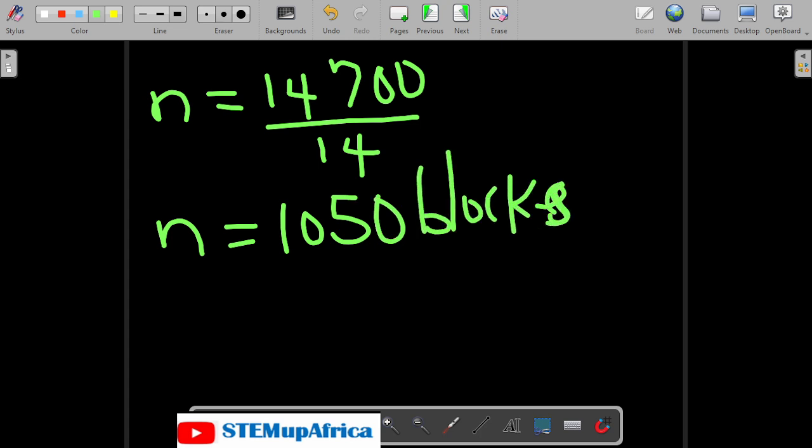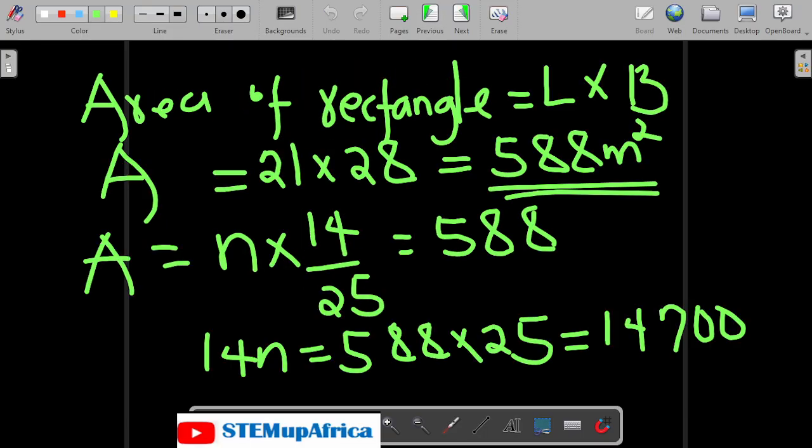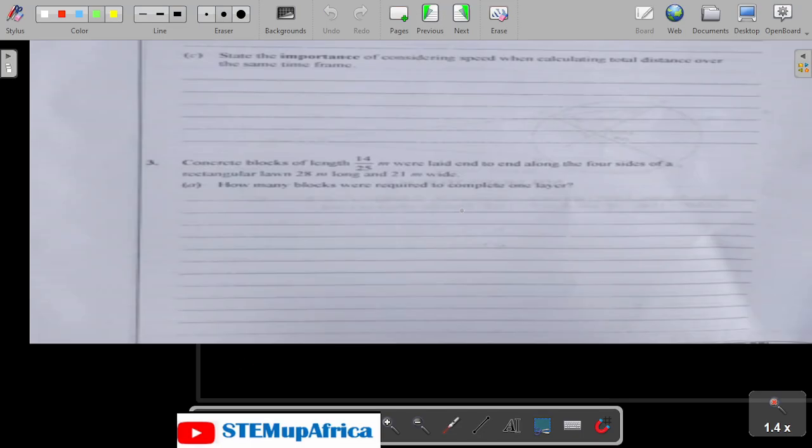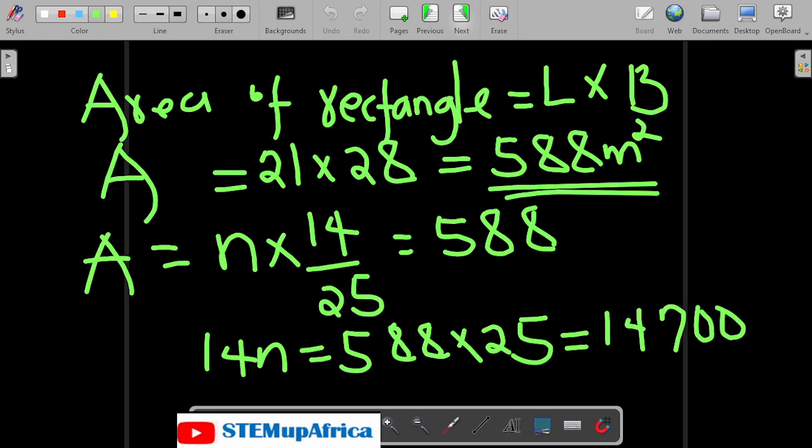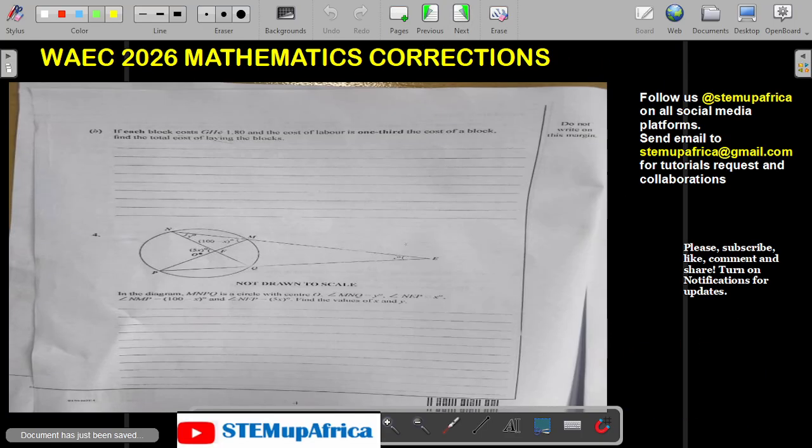This is the total number of blocks that covered the lawn. So let's go to the next question, which is 3b. Yes, question 3b. It says if each block costs 1.8 Ghana cedis. So let's determine, we have a total of 1,050 blocks.